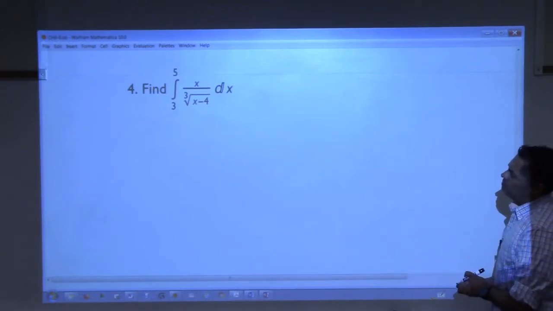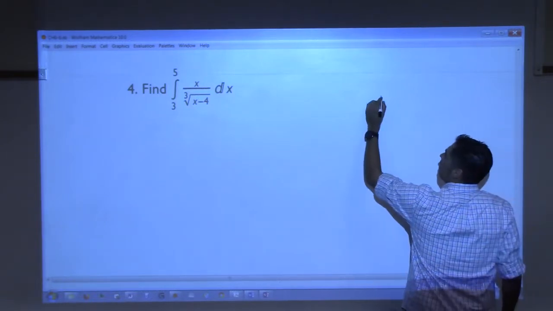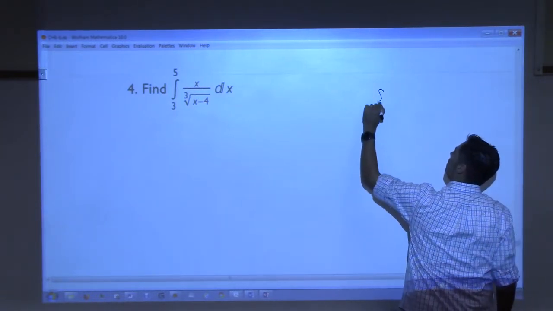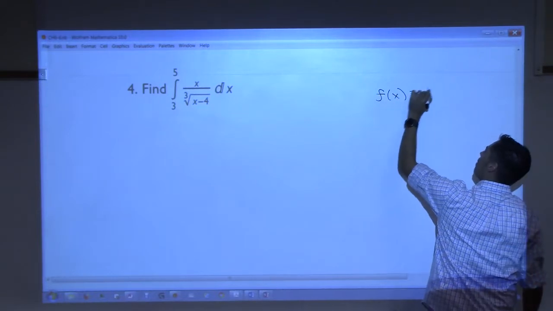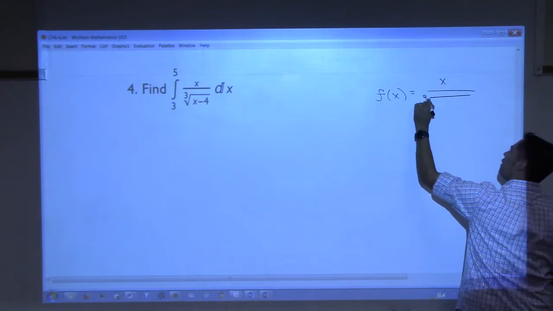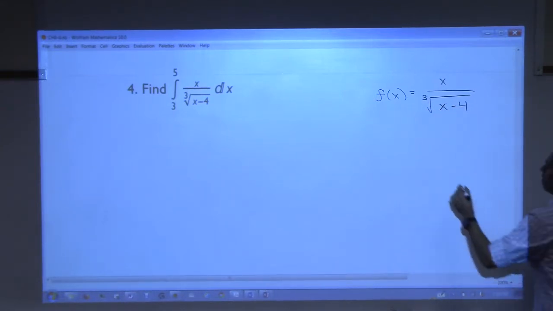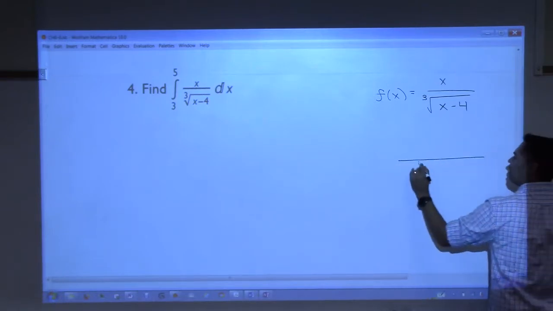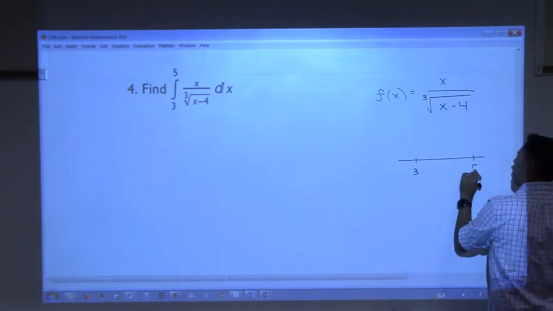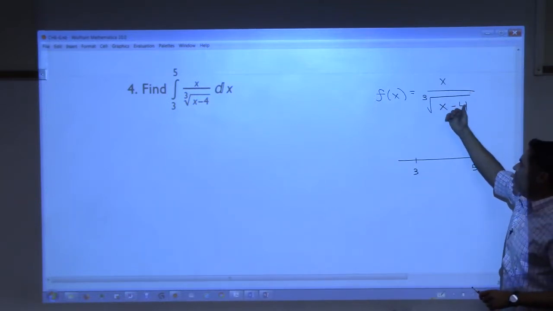All right, here we go. First thing I'm going to do is see if we have any problems. So when we look at this, the function I'm looking at is x over the cube root of x minus 4. And I'm integrating on the interval 3 to 5. And do I have any issues? At 4, right? Because at 4 you get 4 minus 4 at 0, can't have division by 0.